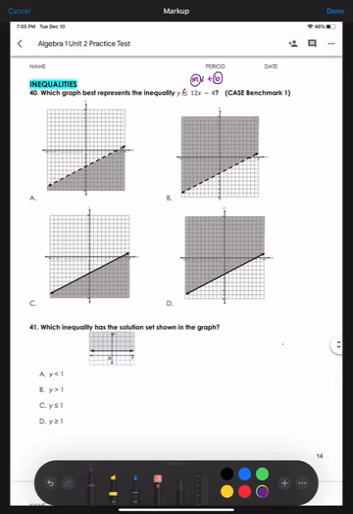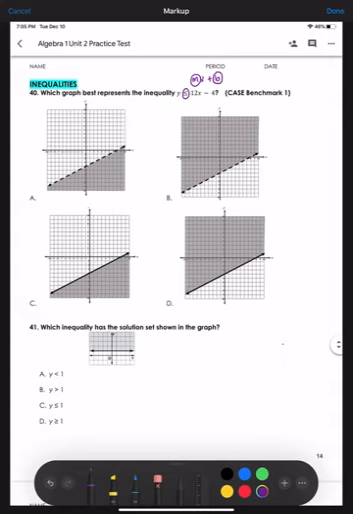We have to look out for our symbol, whether it's going to be a dotted or solid line, and also which way the symbol is facing is going to depend on which way the graph is shaded. Probably the easiest thing to start with in a multiple choice test is for me to look at this symbol right here and get rid of anything where the line is not right.